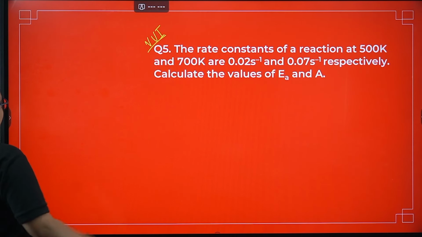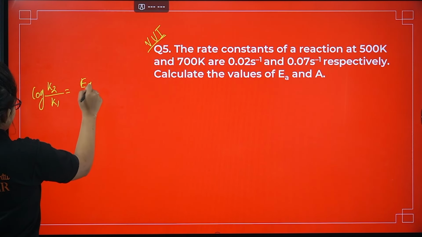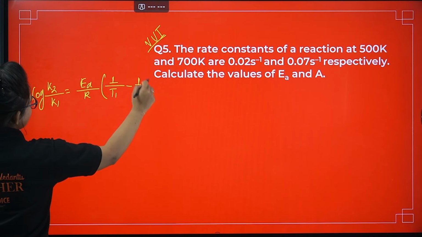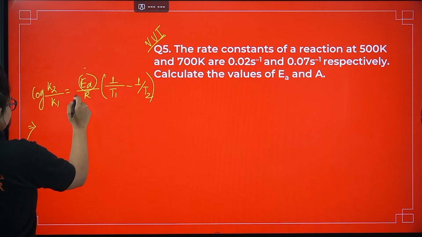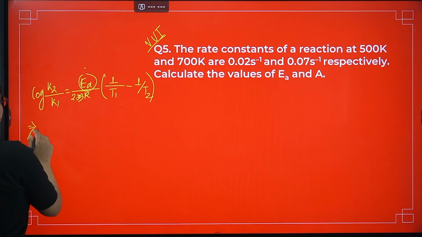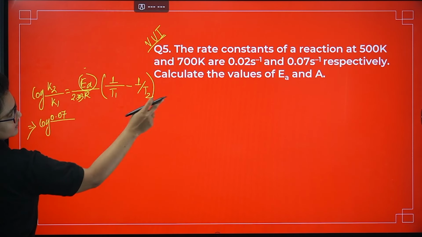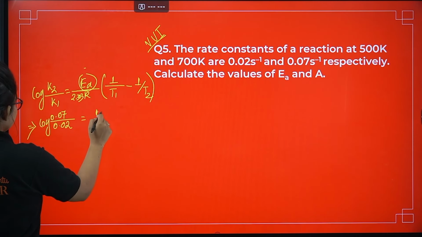So for this case, we definitely have to use the Arrhenius equation. So log K2 by K1 equals EA by R into 1 by T1 minus 1 by T2. We have to find out EA at first. Okay, so I will just simply put the value and tell you the answer. I'm taking here the log, right? So you have to multiply this side with 2.303. Fine. Okay, so now log 0.7 divided by 0.2. Both of them are second inverse, so it will be cancelled out. EA you have to find out.